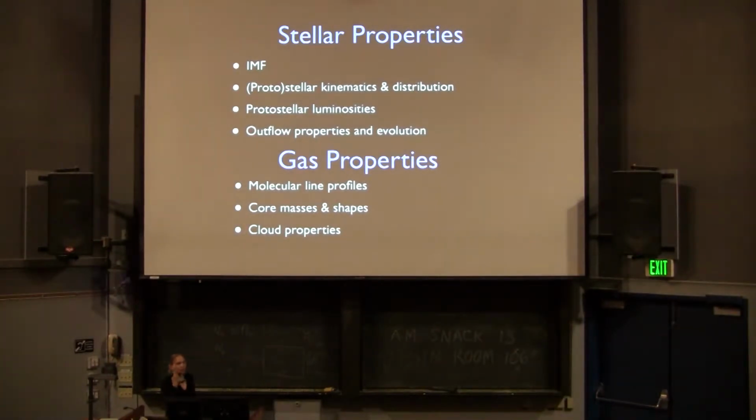So instead, there really are quite a number of things you can compare with. We have good measurements for protostellar kinematics and distribution, clustering, protostellar luminosities, outflow properties and evolution, molecular line profiles, core masses and shapes, and cloud properties. So over the past 5 years or so, I've worked on all of these different topics. And today, I'm mainly not going to talk about this one, and I'll focus on these three. So outflow properties, core masses and shapes, and cloud properties.